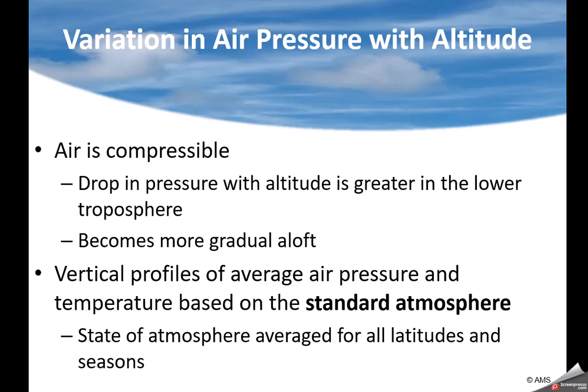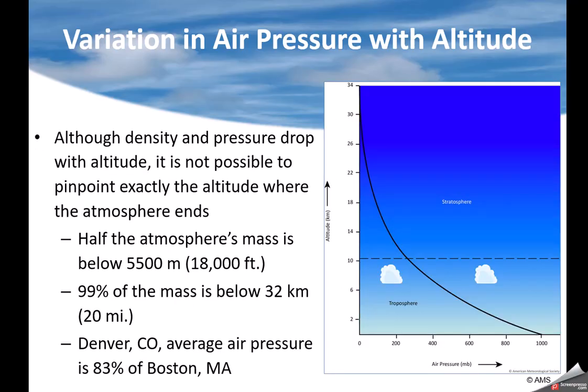So that's why when we do the standard atmosphere, we can see a change in pressure as we go up, because of these molecules being squished down to the bottom. Also, half the atmosphere is really below 18,000 feet. Think about it. Half the weight of the atmosphere is within 3.5 miles of the surface. And if you went up 32 kilometers, 99% of the mass is there. So air pressure drops really quickly in the vertical because of mass.